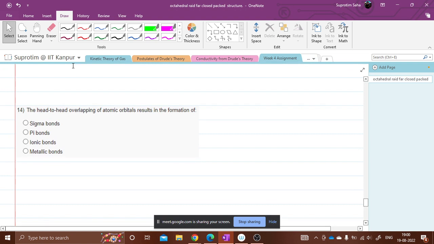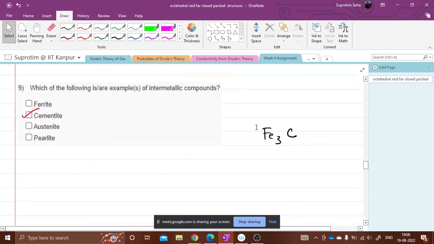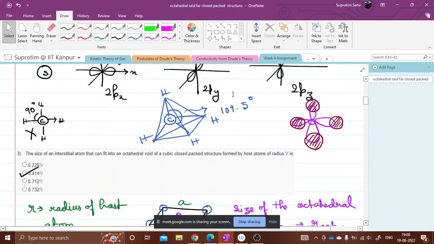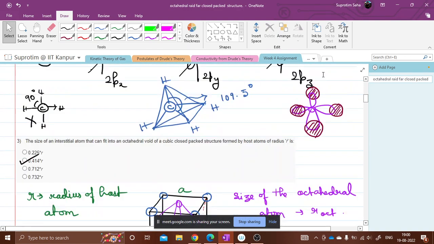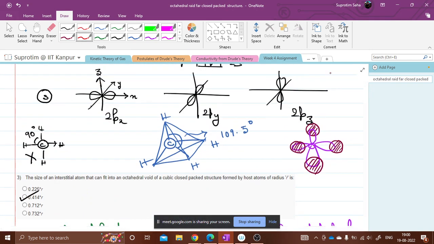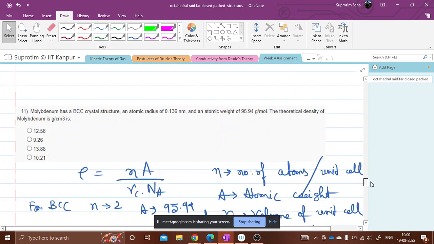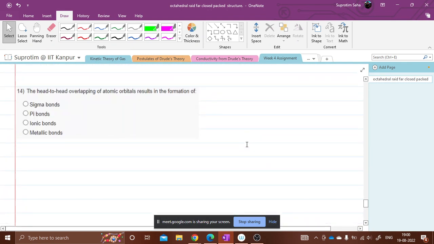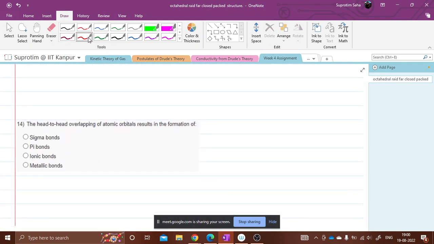The head-to-head overlapping of atomic orbitals results in the formation of a sigma bond. Earlier, in the second question, I covered the sigma bond. This head-to-head overlap of sp3 hybridized orbitals gives you the sigma bond, and they are the strongest.